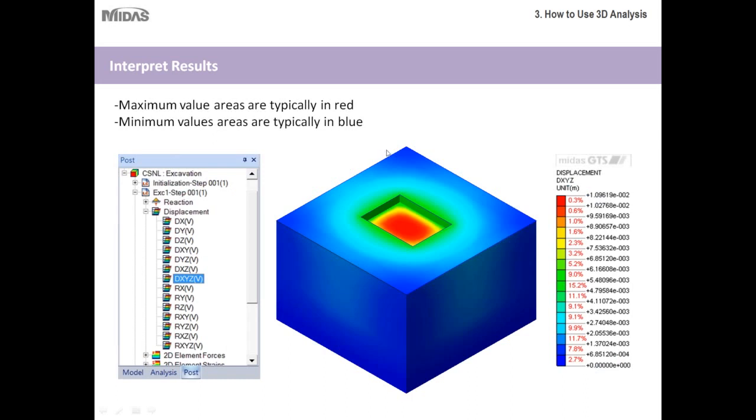Okay, so here's just an example of what the results look like for this particular project. Generally, with most finite element programs, maximum values are typically shown in red. These are the results for displacement in the dxyz plane. And as you can see, along the center of the excavation is where the maximum displacement occurs.